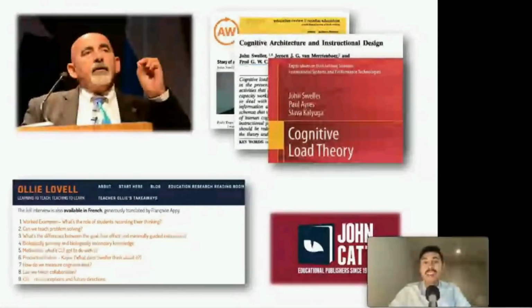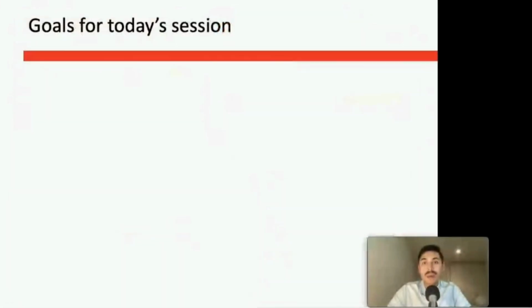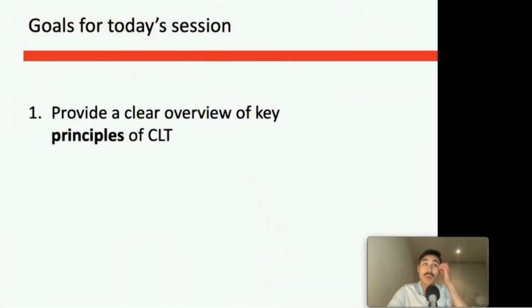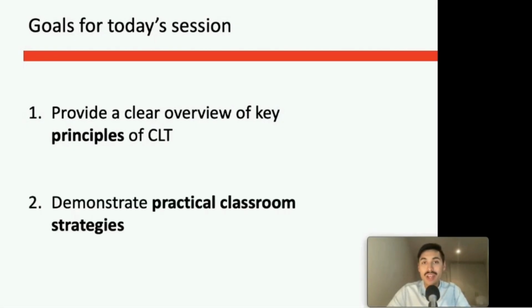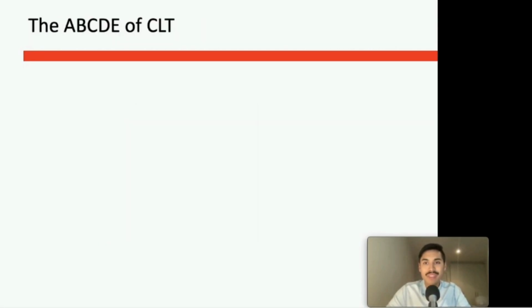And today I'm going to share some of the key insights from that book on the theory side, but also on the practice side. So really, we're starting off with a clear overview of the key principles of CLT. In the book, I outlined 5, and today I'm just going to go through 3 of them. And then we're going to look at some practical classroom strategies, and particularly in relation to 3 of the key recommendations from cognitive load theory.